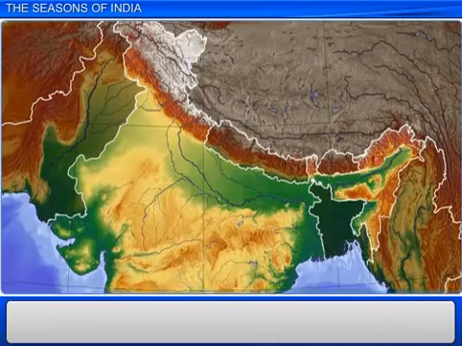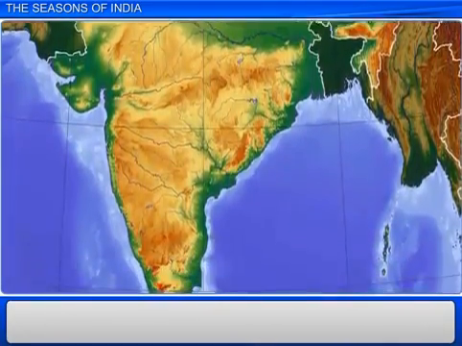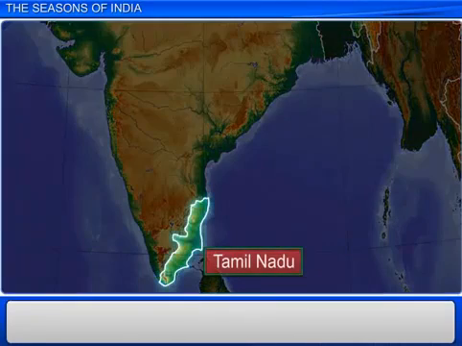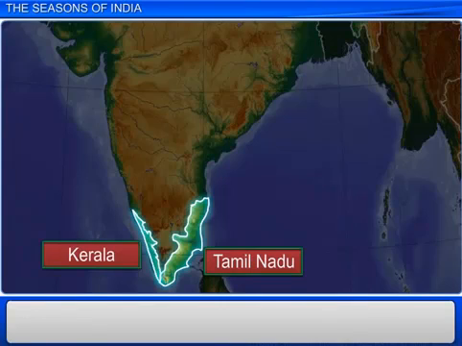However, in some parts of India, like the coast of Tamil Nadu, the winds blow from the sea to the land. Hence, these places receive some amount of rainfall during the winter.